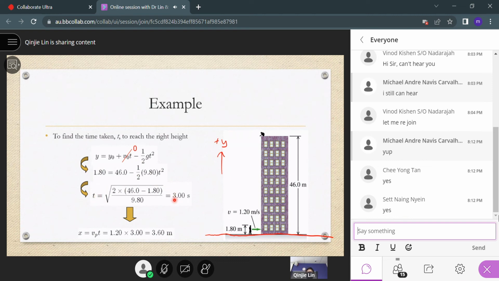Okay, so if you solve for t, that tells you the time. In this case, it's the time taken for this thing to occur. So when you drop from the top to reach 1.8, it will take 3 seconds to reach that height.